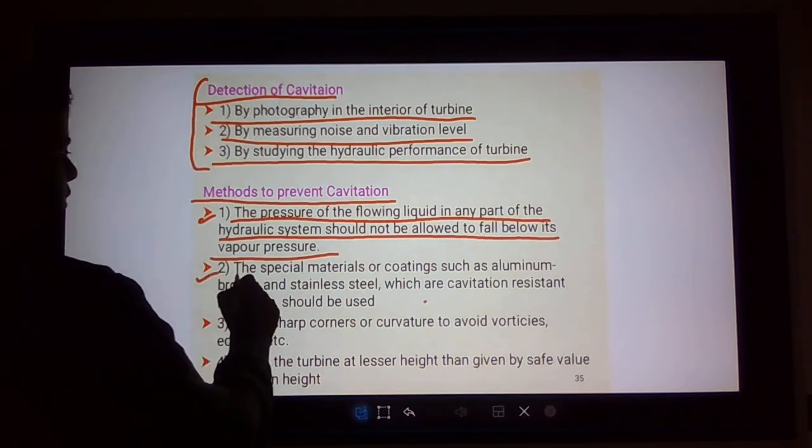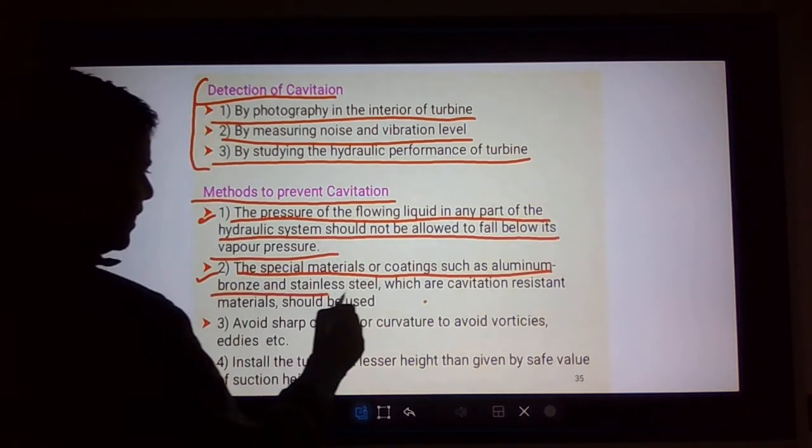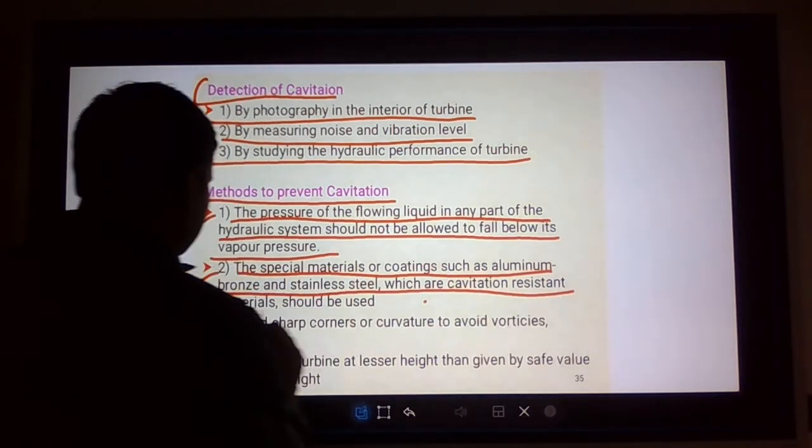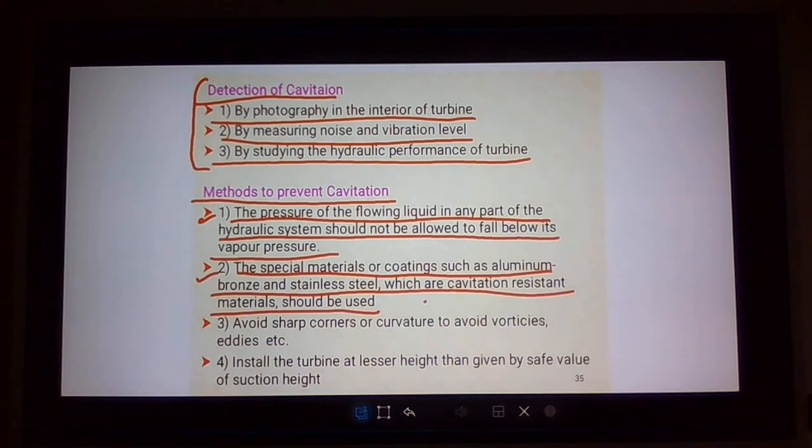Then second, specific materials or coatings such as aluminum bronze and stainless steel, which are cavitation resistant materials, should be used. At those particular places you can use such coatings, and they will be very useful because these are cavitation resistant materials. So the harmful effect of cavitation will not occur at those points.